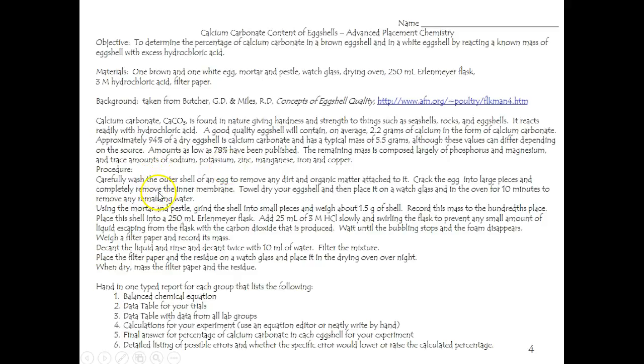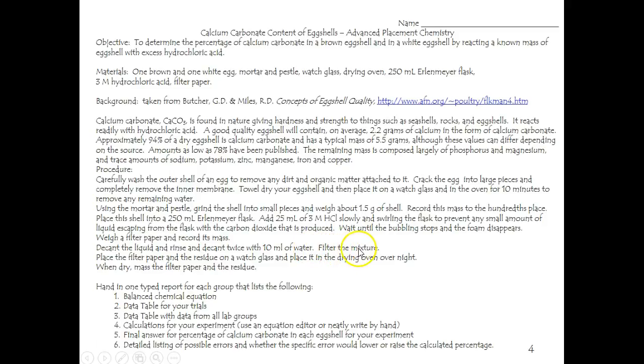The instructions are here. They're pretty straightforward. You'll react it with hydrochloric acid. You should know the balanced chemical equation. You will find out how much reacted, so you'll weigh whatever did not react. So you decant the liquid, you react it, wait till the bubbling stops, weigh a filter paper, decant the liquid, rinse it twice, and then filter it.